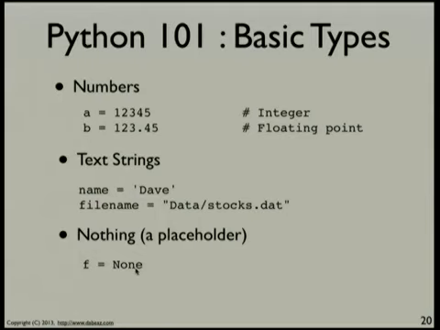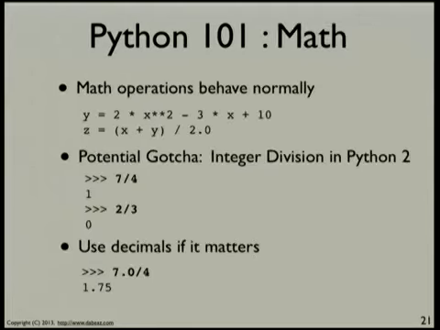None is something that you'll see as a placeholder. It just means nothing. It's like, this is a variable, but it doesn't have a value of interest right now. So those are some of the basic types. If you want to do math, Python behaves normally. I mean, we could talk more about that, but Python is not violating the rules of algebra or anything like that. You just do normal math operations.